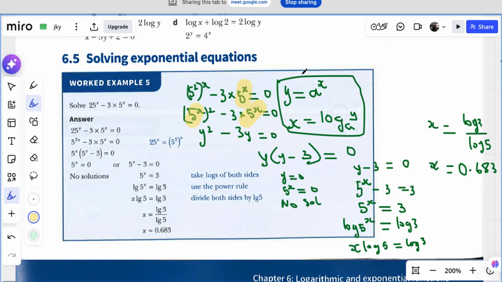If you divide here by log 5, only x will remain on the left. So x becomes log 3 over log 5. If you key in your calculator log 3 divided by log 5, you get 0.683. And that's your solution.